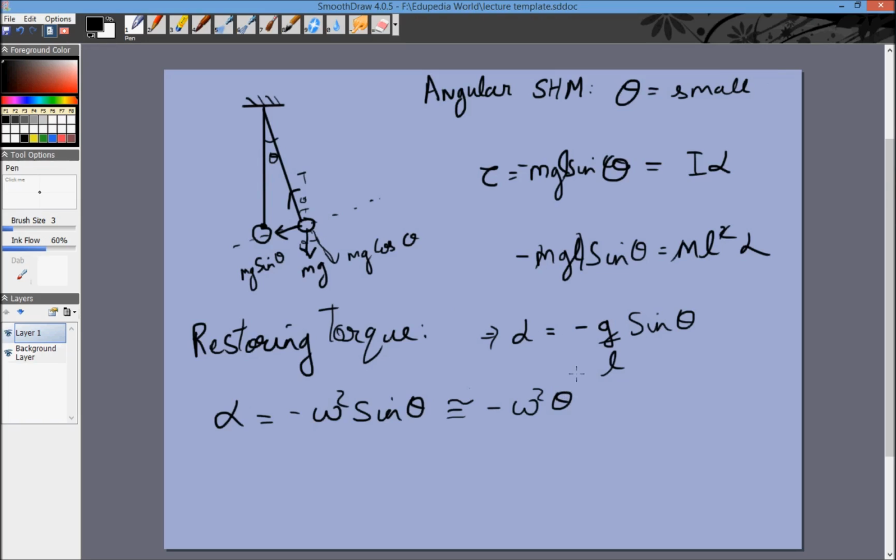So now we see the beauty of mathematics as it relates to physics. Once we have alpha is equal to minus omega square theta, we know everything else because the relations are the same, right? The angular velocity will be d theta by dt, the angular acceleration will be d2 theta by dt squared, and we'll solve it and it will come in exactly the same way. So the final answer will come out to be theta is equal to theta naught sine of omega t plus delta, where theta naught is called, you guessed it, the angular amplitude.